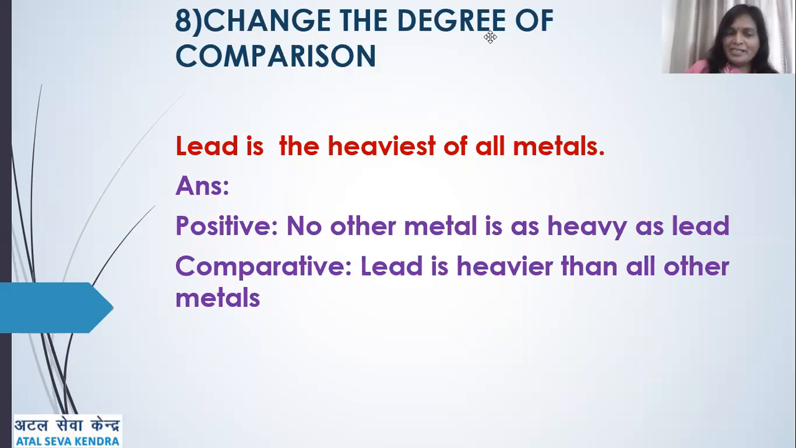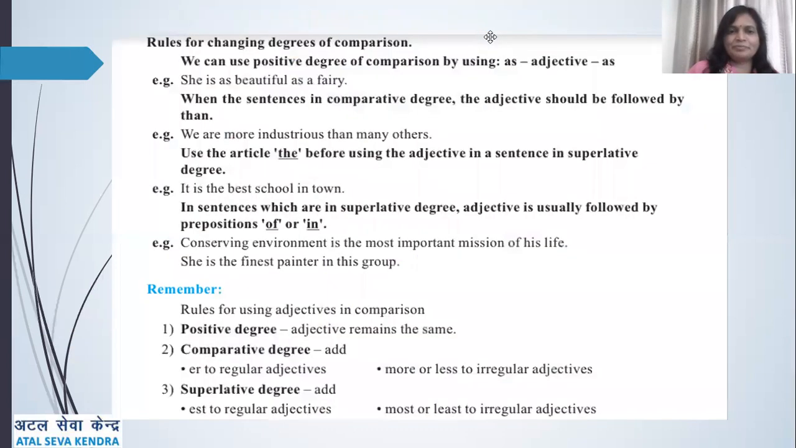All right. So this is a sentence which is given in superlative degree. So we have to change it to both positive and comparative degree. No other metal is as heavy as lead, positive degree. Lead is heavier than all other metals, comparative degree. Let us see some rules here. Rules for changing degrees of comparison.